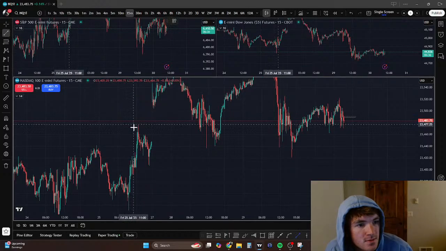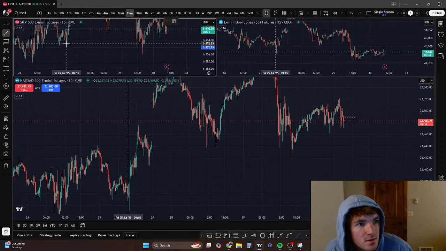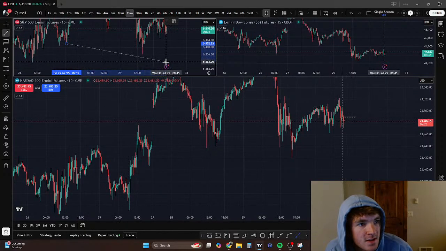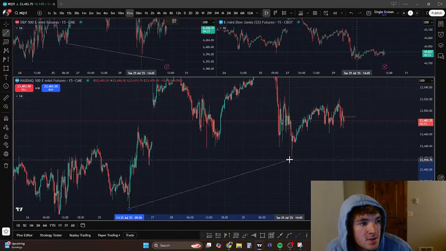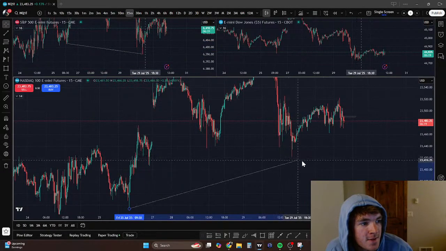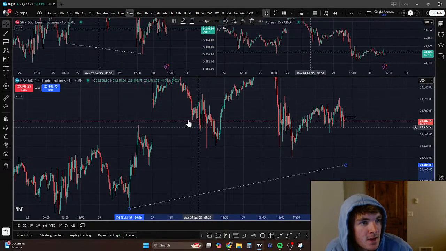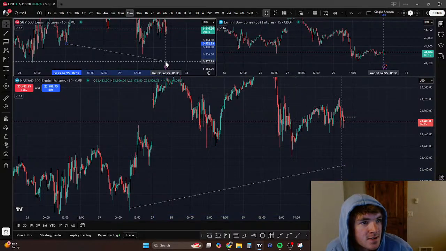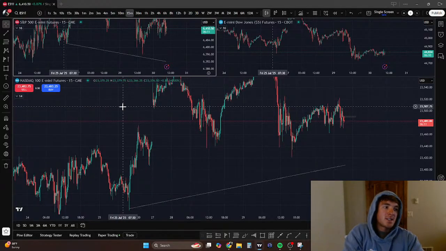And you can see what I'm talking about here, right? We have SMT with this low here, right? Theoretically, right, we sweep out that low and we would still have SMT. So I guess that's something to consider.